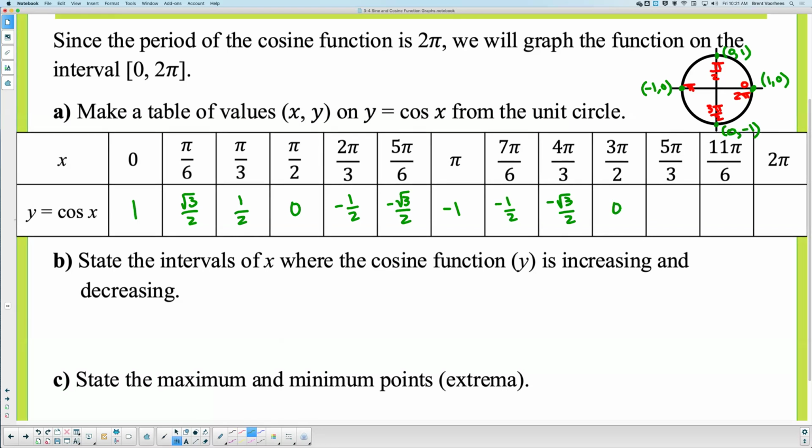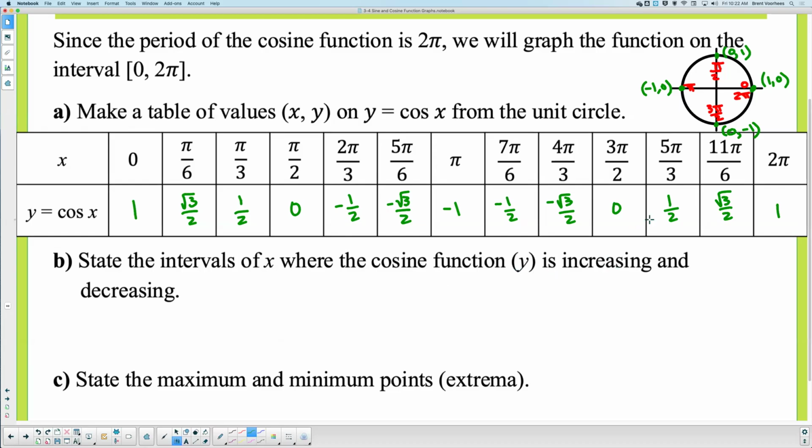And so this value is 0 there. And now we start working our way positives. This is 1/2. This is square root 3/2. And finally, 2 pi, we get back to the maximum value of 1. So that's what the values would look like. I went a lot faster.